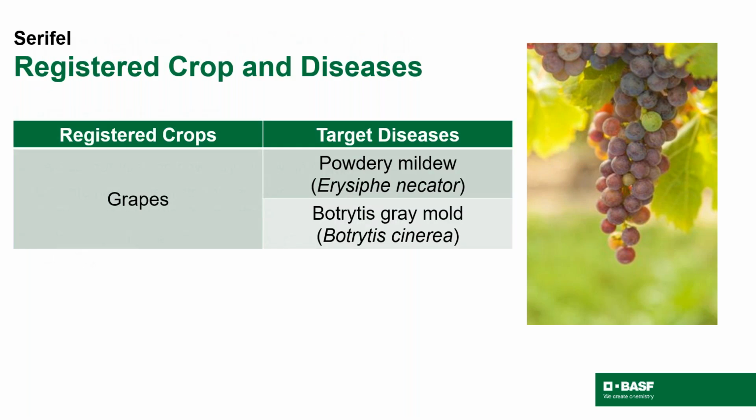For Serifel, on its current label, it is only registered on grapes, and it's registered for the suppression of powdery mildew and botrytis. As I said, we've done a lot of research with Serifel to help us better understand this, and with this presentation, I wanted to go through some of that research, which will help us better understand Serifel and better understand how biologicals work and how we can work with them.